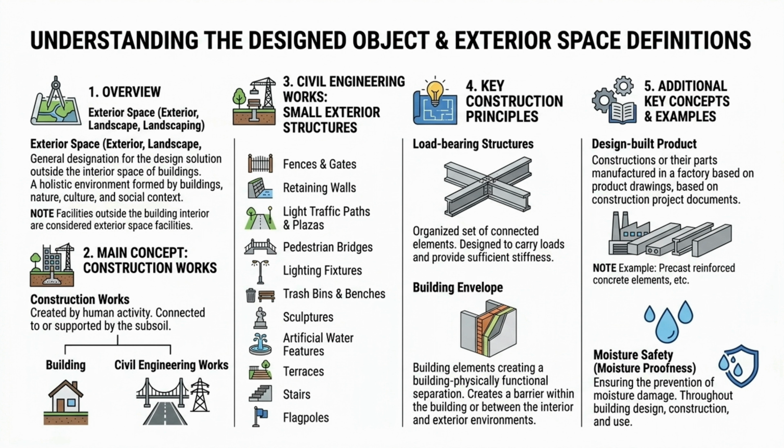Small exterior structures, often called minor civil engineering works, are integral parts of exterior spaces. Examples include fences, gates, retaining walls, pavilions, and so on. These are laid out according to design and functional principles of enhancing and organizing exterior spaces. An important construction principle is the load-bearing structure. This is an organized collection of connected elements specially designed to carry loads and provide structural stiffness, ensuring the stability and durability of the construction.